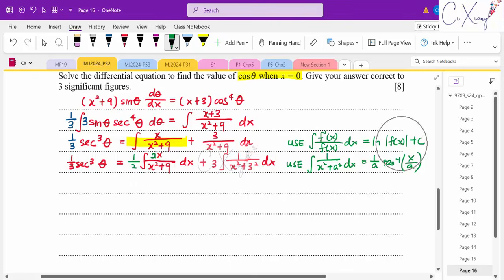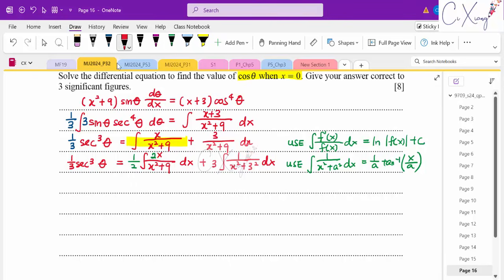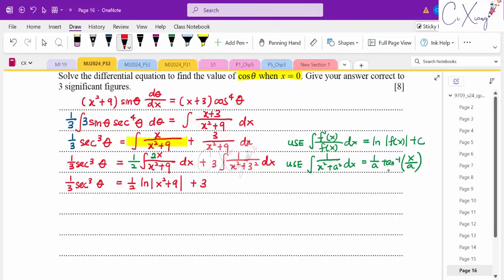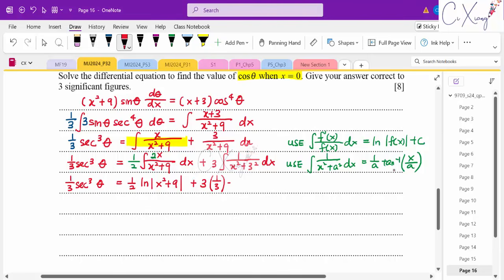Alright, I have settled everything here, then I start to integrate this part. To integrate this part, I'm using this result. My f(x) is basically x squared plus 9. So ln f(x) means I'm having half ln (x squared plus 9). Then for this part, copy the constant 3, integrate 1 over x squared plus 3 squared. Your 3 is the a. So you should have 1 over 3 tangent inverse x over 3, plus c at the back after you complete the whole integration.